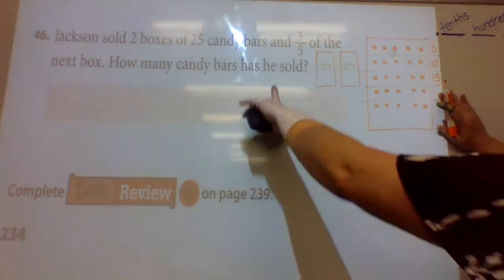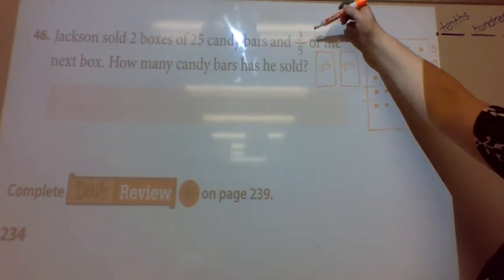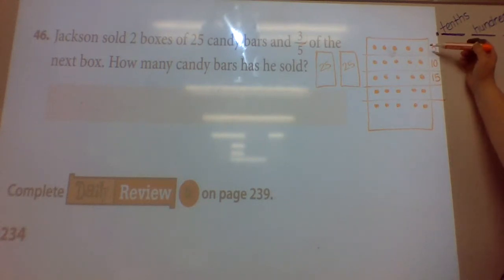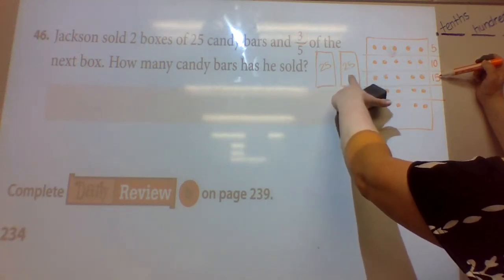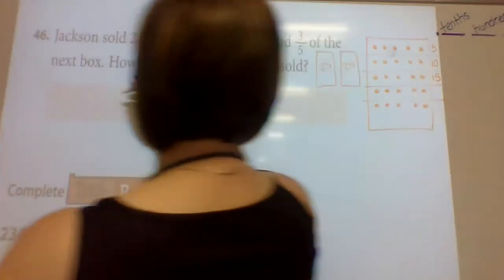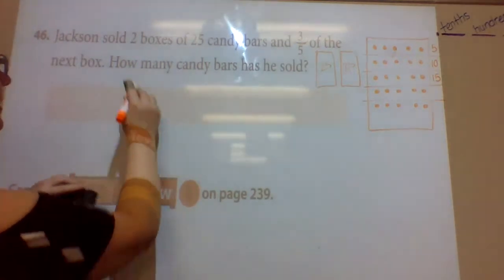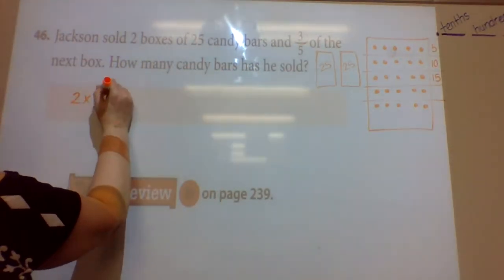How many candy bars has he sold altogether? So 3/5 of it, we divided into fifths, and we're using 3 of that. Do you see? Okay, so 3/5 is 15 plus these. What's 25 plus 25? I already gave you the answer. 50 plus 15. So for our equation, we write 2 times 25.